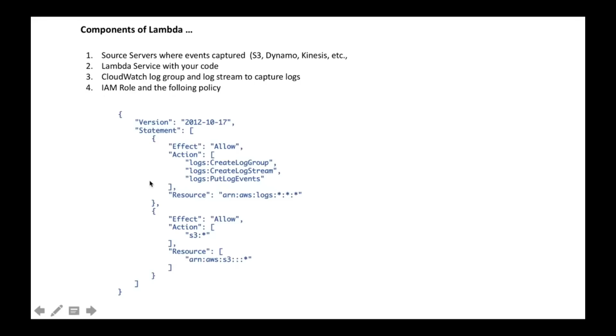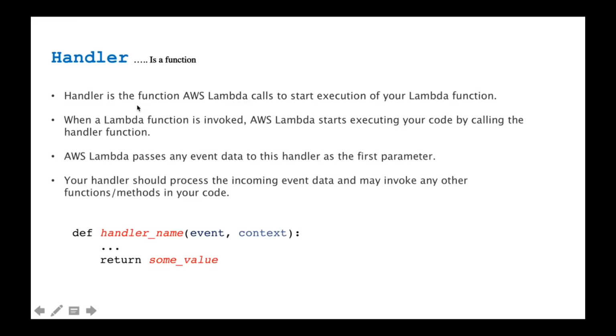Okay, now let's cover the programming model a little bit more. What is handler? Handler is a function Lambda calls to start execution based on the function name. When a Lambda function is invoked, Lambda starts executing your code by calling the actual handler function. By using this name, it's going to call it. So AWS Lambda passes any event data to the handler as the first parameter.